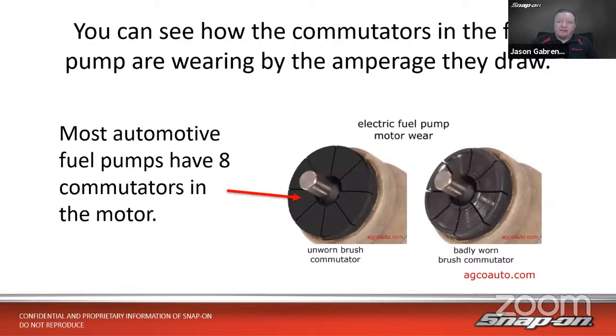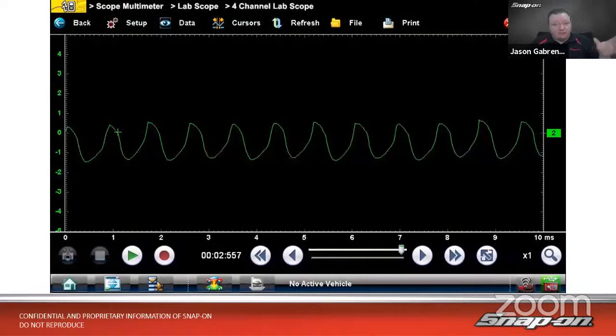And what we're going to see is the commutator segments of that fuel pump. So fuel pump's an electric motor, right? It's got windings, brushes, commutators. Most automotive fuel pumps have 8 commutators in the motor. Some newer ones have 10, but it's pretty easy to figure out how many they have just by looking at the pattern. But what we're going to see is, as that pump is running, we're going to see the brushes and the commutators going, and we can see the amperage flow throughout.